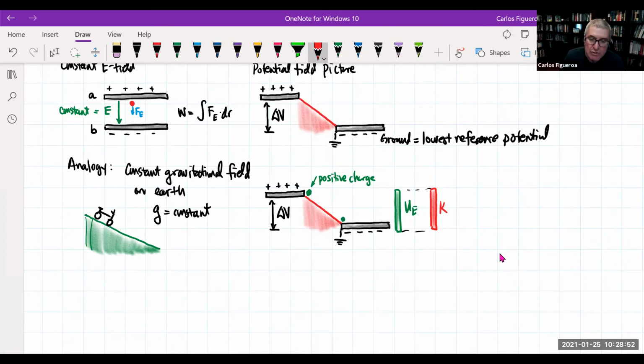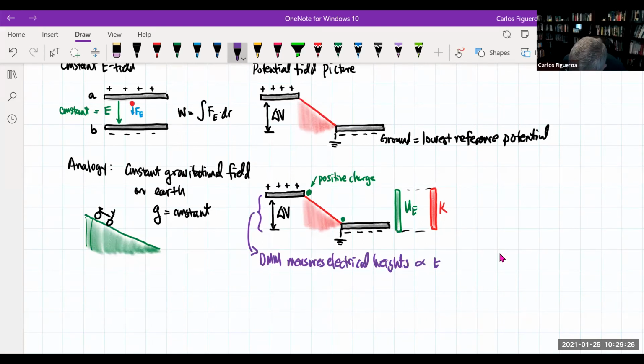And so what you do with your multimeter is that you effectively calculate the potential energy of that charge at that location relative to ground. So when you go with your multimeter, your digital multimeter measures electrical heights. And essentially, this is proportional to the electrical potential energy of the charge.